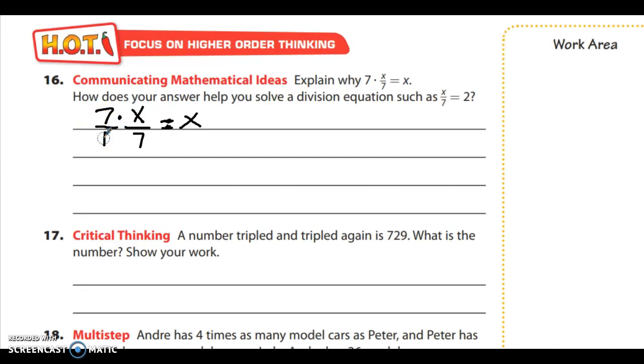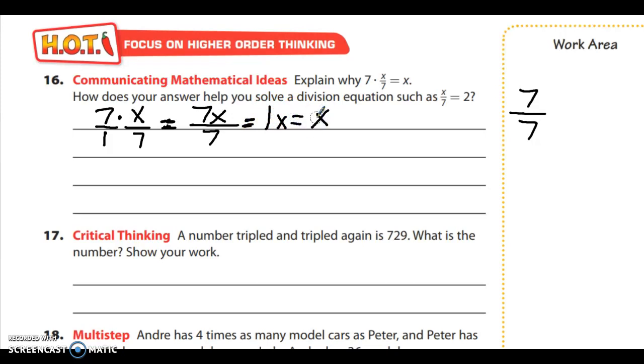Now what we would have here is 7 times x, that's 7x, over 1 times 7, that's 7. And what does this mean, 7 over 7? That means 7 divided by 7. So if I ignore this x right here, what would I have? Well, 7 divided by 7 would be 1. So what I'd have here is 1x, which is the same thing as x.